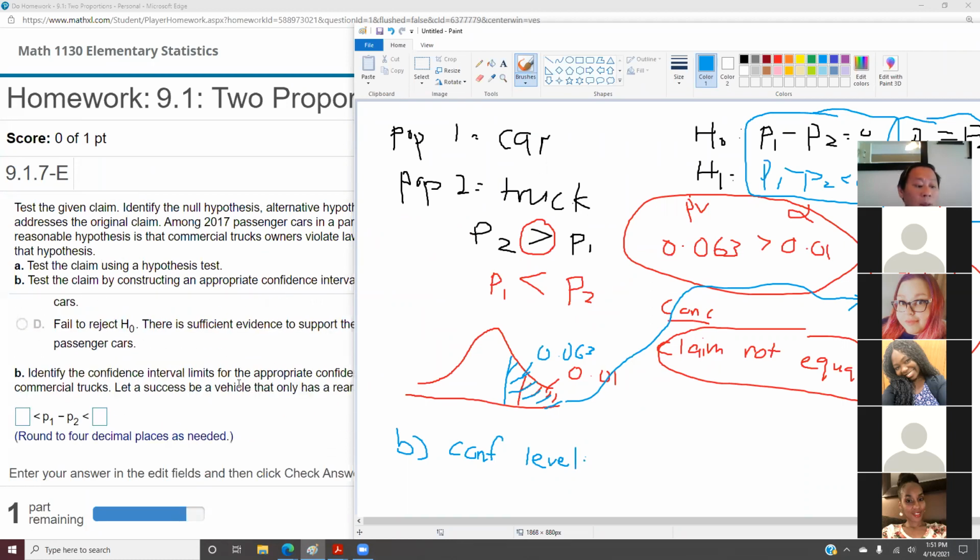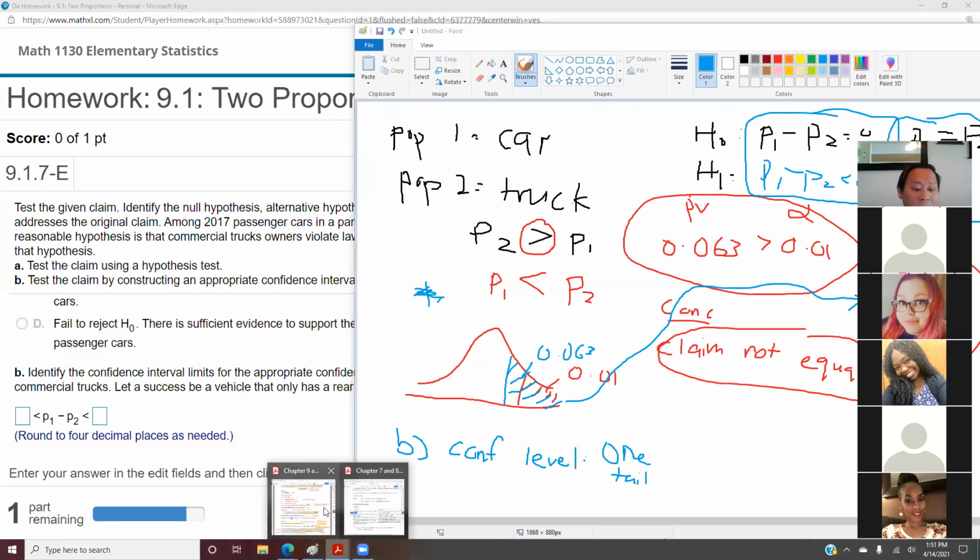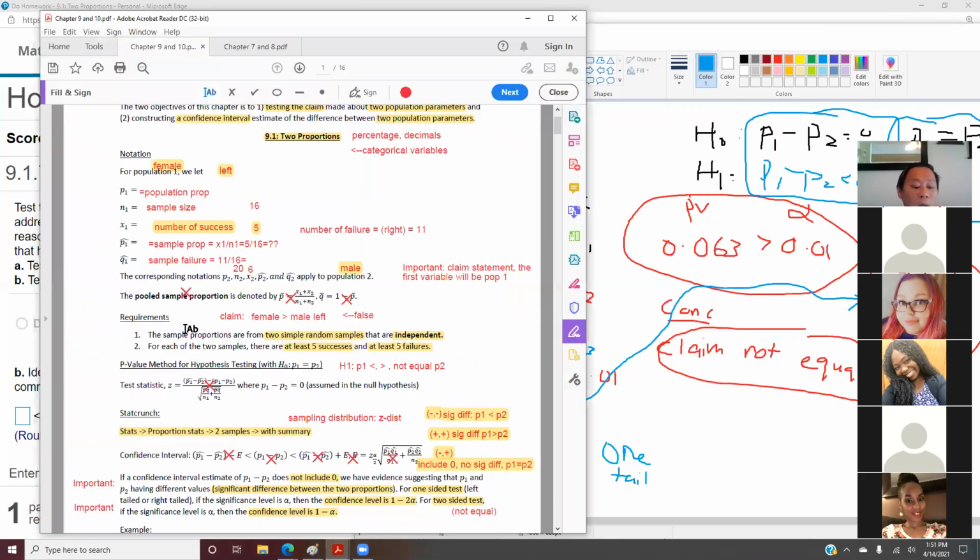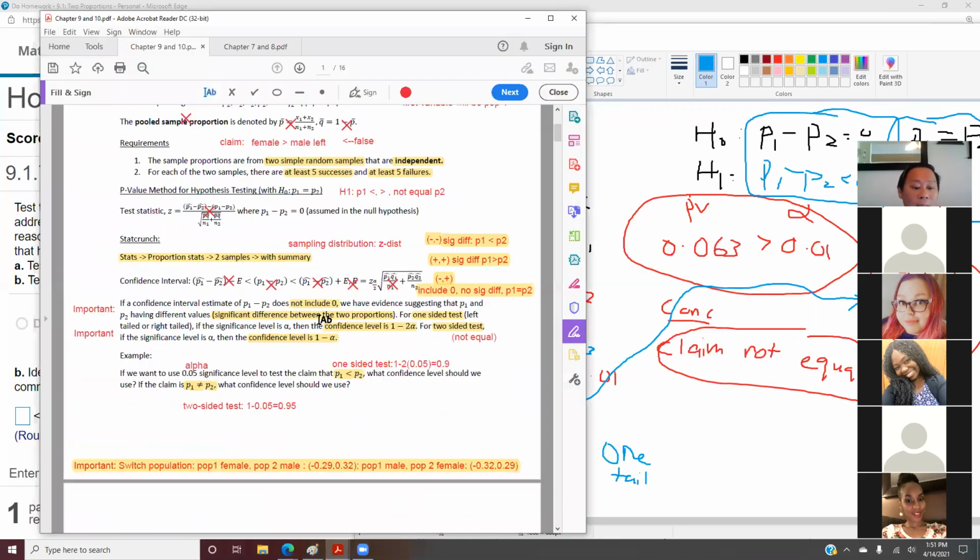This is a 1-tail test. If it's a 2-tail test, it has to be not equals to. Okay, this is 2-tail. And if it's a 1-tail test, if you refer to here, one-sided test, your confidence level is 1 minus 2 alpha.